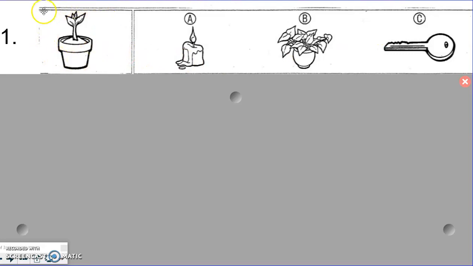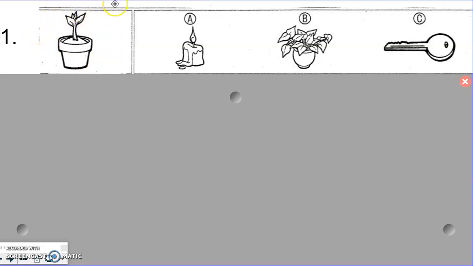So we have a seedling, a young or immature plant. And then we have a candle, a mature plant, and a key. Show me with your fingers. If you think the answer is A, show me a 1. If you think the answer is B, show me a 2. And if you think the answer is C, show me a 3. So which of our answer choices goes together with our picture here on the left?